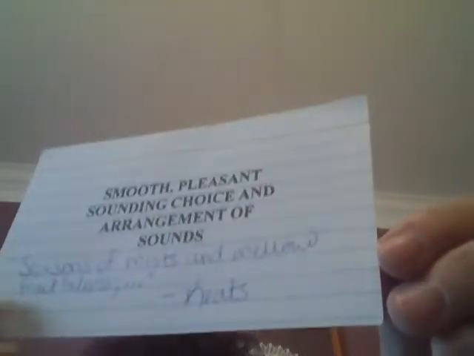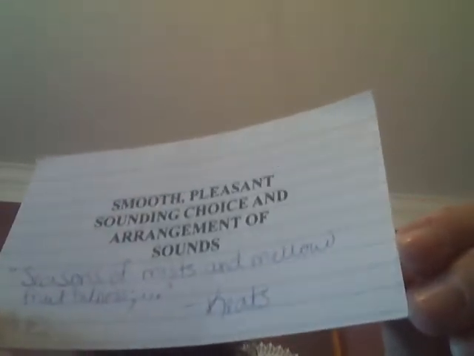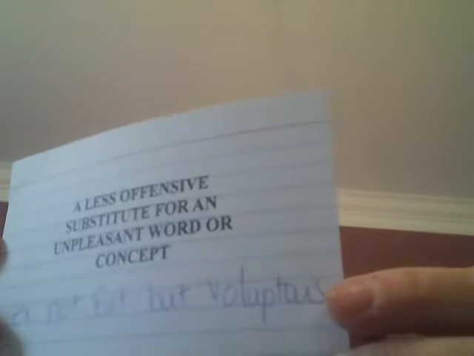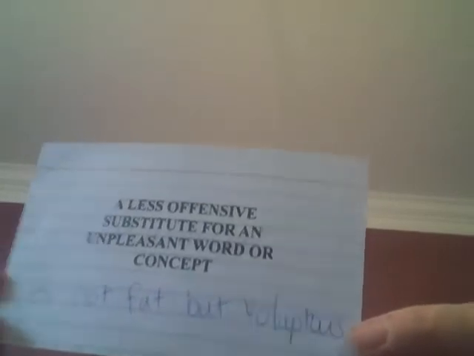Okay, moving into 13. Euphony, 13A. Smooth, pleasant sounding choice and arrangement of sounds. From a poem by John Keats: Seasons of mist and mellow fruitfulness. Euphemism. A less offensive substitute for an unpleasant word or concept. Not fat, but voluptuous.